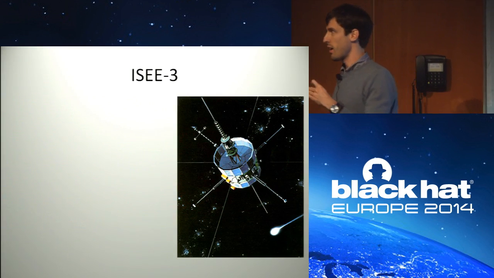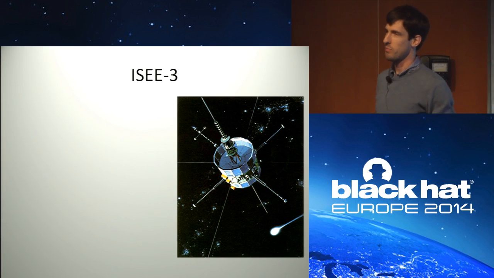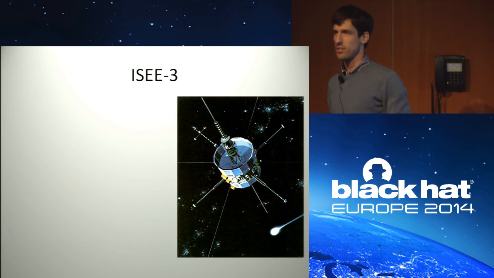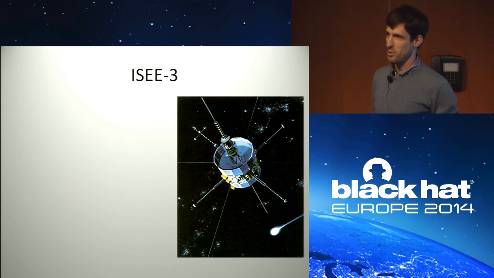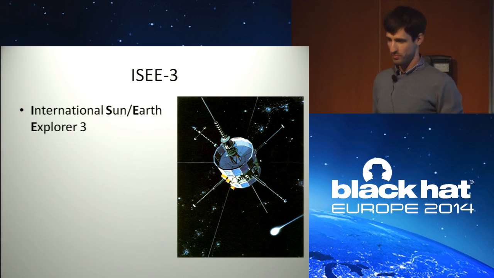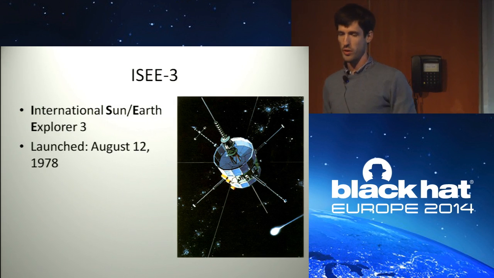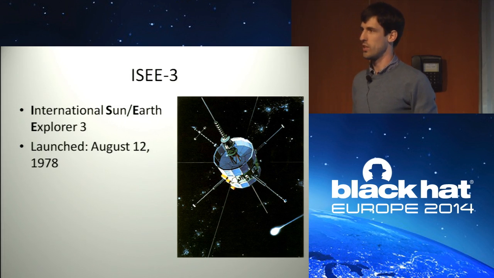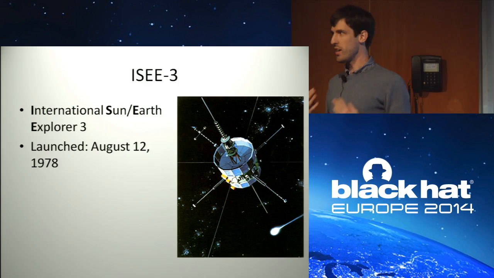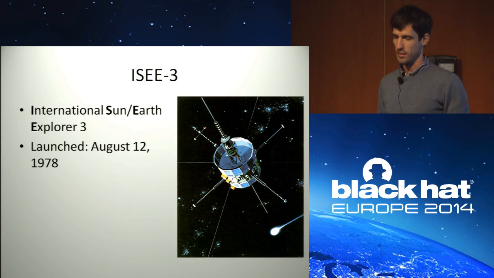But before I get into the meat of it, I want you to transport yourself back 30-odd years. Who's heard of this space probe, ISEE-3? A couple of people. All right. This was a space probe called the International Sun-Earth Explorer. It was launched with two other probes, and it was launched in 1978. So just think back where you were and what you were doing around about August 12, 1978.